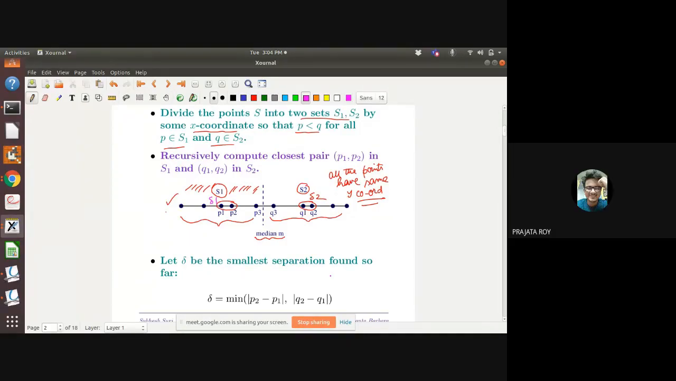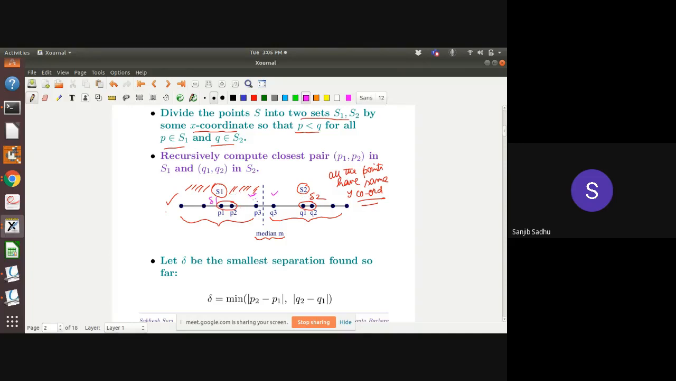Minimum of these two. Yes, sir. Or is it not possible that there exists one point in this partition and one point in this partition? While solving the problem for the left part and right part, they are totally independent. I have not considered any point from S1 and another point from S2.